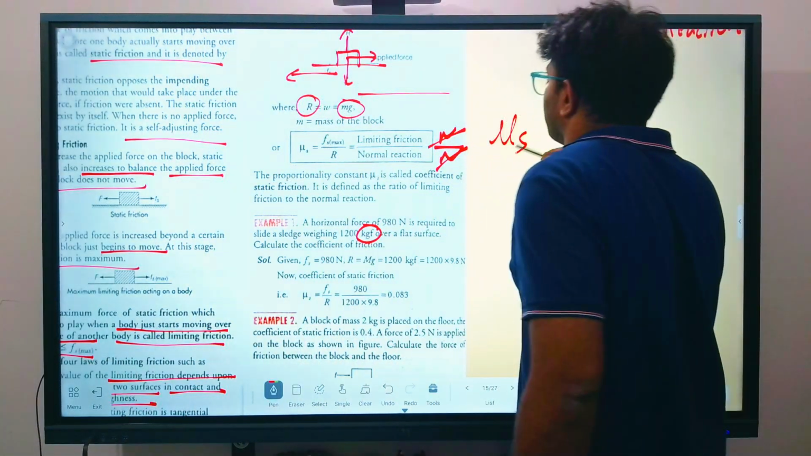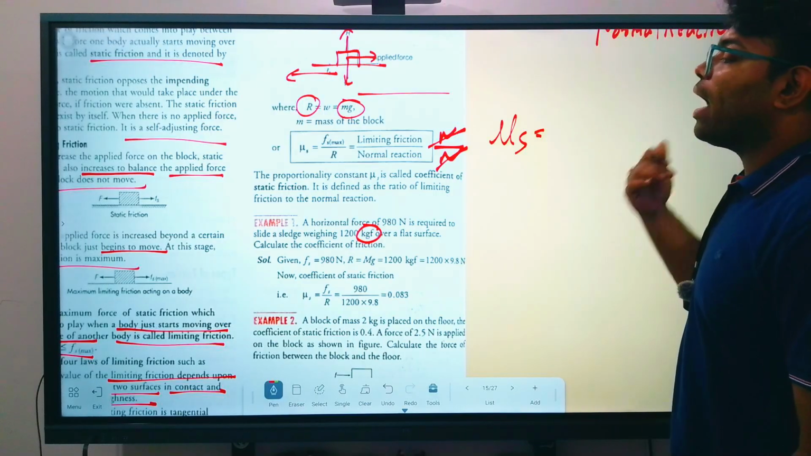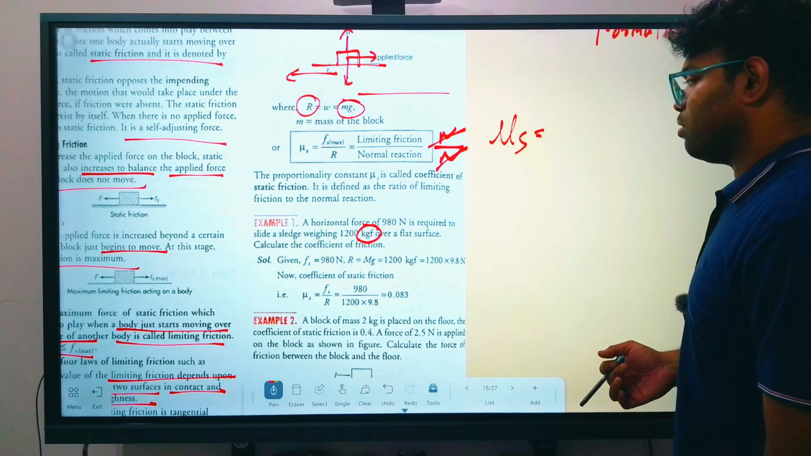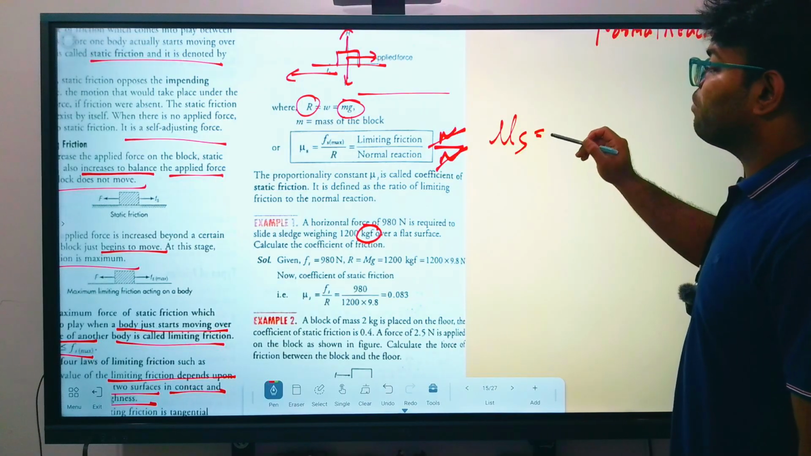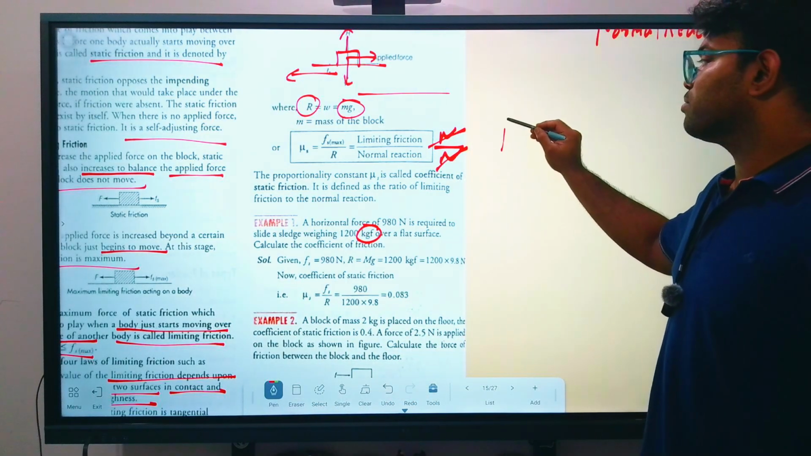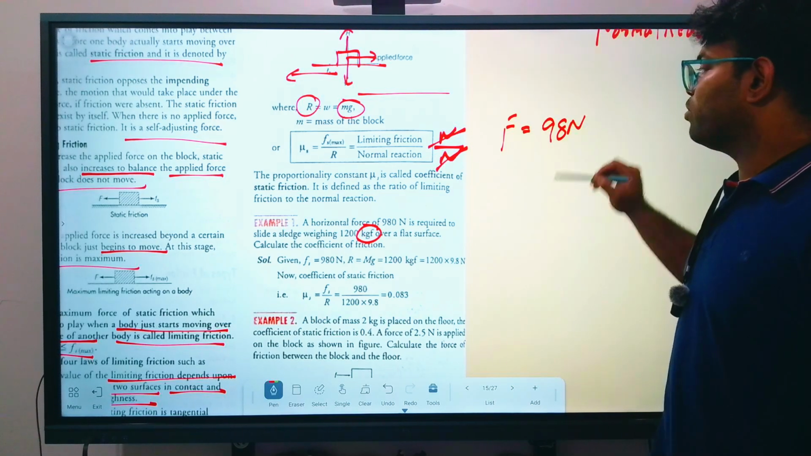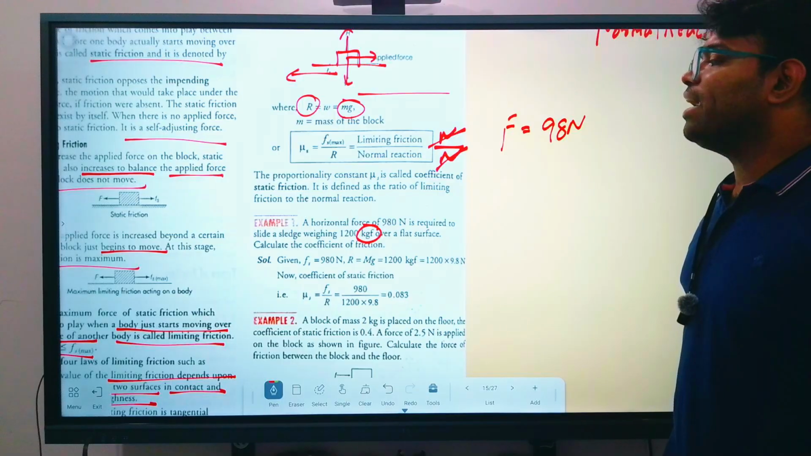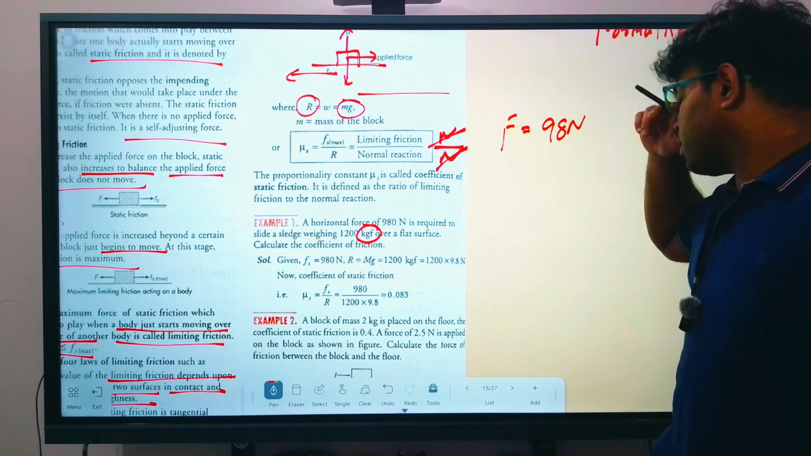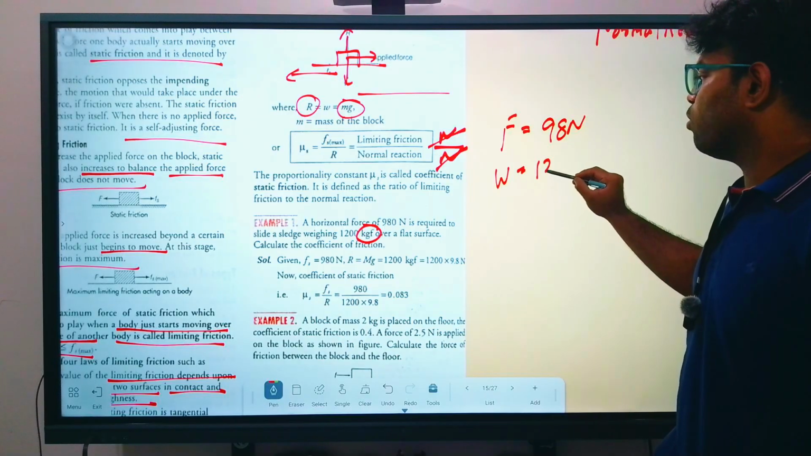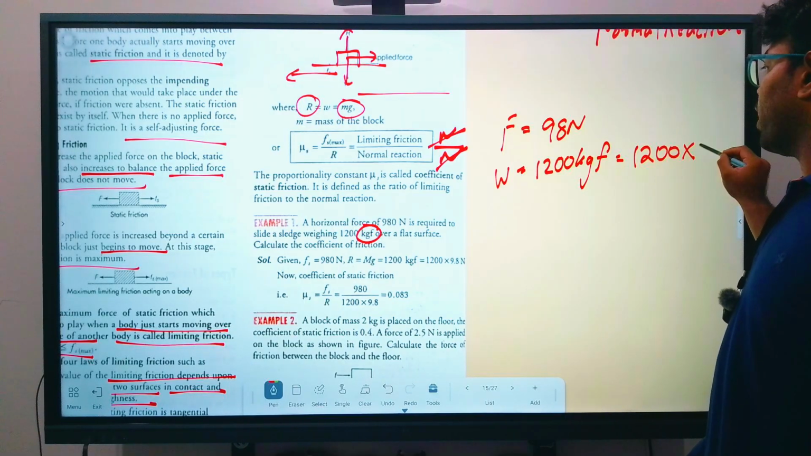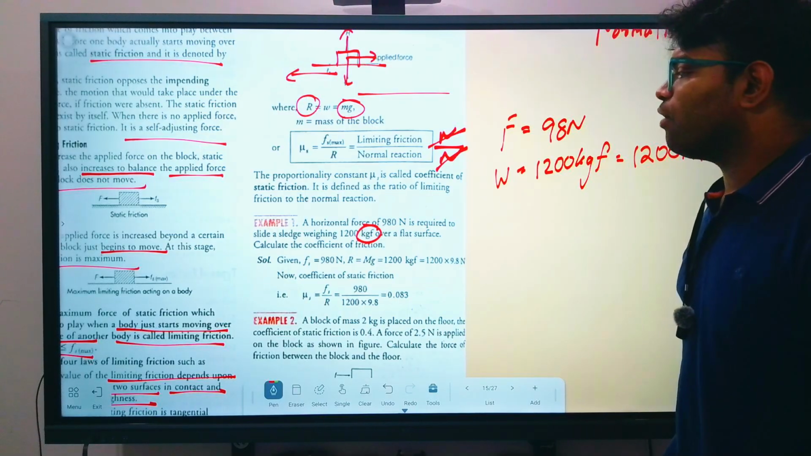So mu s is equal to what? Mu s is equal to your maximum static friction. Wait, a horizontal force is required to slide a sledge. Oh, they have given us the applied force. That is 980 newtons is required to slide a sledge weighing 1200 kilogram force. So basically they've given us the weight. Weight is equal to 1200 kilogram force, or simply 1200 multiplied by 9.8, over a flat surface.